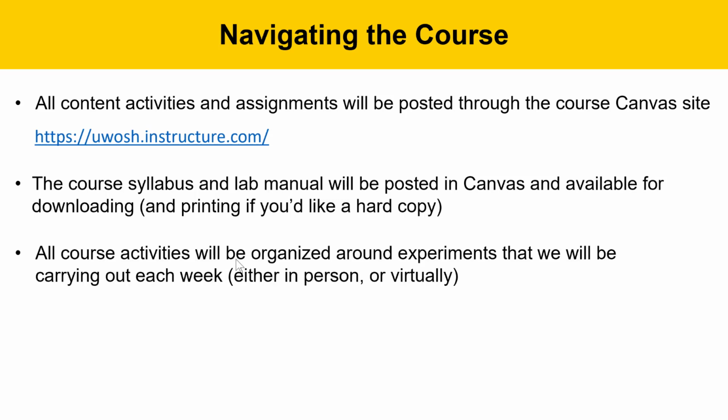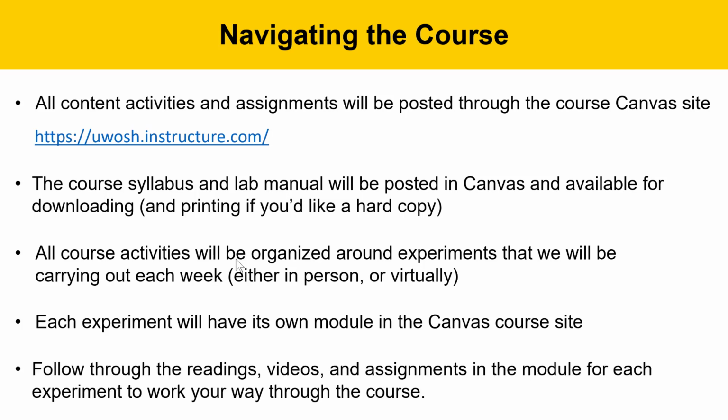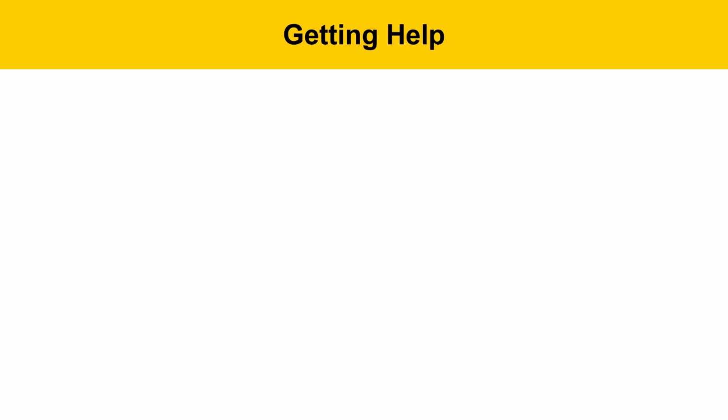All course activities are going to be organized around experiments that we'll be carrying out each week, and these experiments will either be in person or virtually, depending on the week. Every other week it'll be an in-person experiment, and then on alternating weeks there'll be virtual online experiments. Each experiment is going to have its own module on the Canvas course site, and you just need to follow through the readings, videos, and assignments that are posted in each module for that particular experiment to work your way through the course.